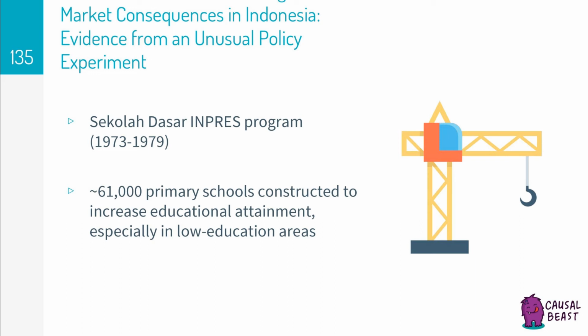And she looked to history, and found that there was a national Indonesian government program called INPRES, which used surpluses from oil reserves to fund school construction. The administration at the time built close to 61,000 schools in the 6-year period, and most of the construction was targeting remote and rural areas which had low educational attainment.